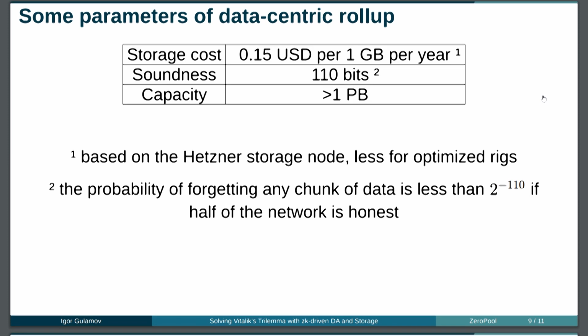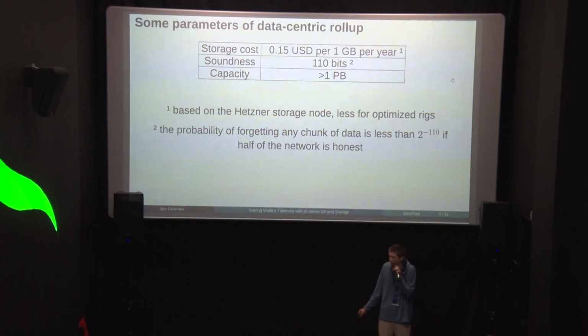So here are some parameters of data-centric rollup. We compute storage cost for this, taking into account Hetzner node, 15 cents per gigabyte per year, and soundness is more than 110 bits. What does it mean? If half of network is malicious, then the probability to lose any chunk of data is less than 2 to the power minus 110. It's a very low number. And capacity is 1 petabyte.